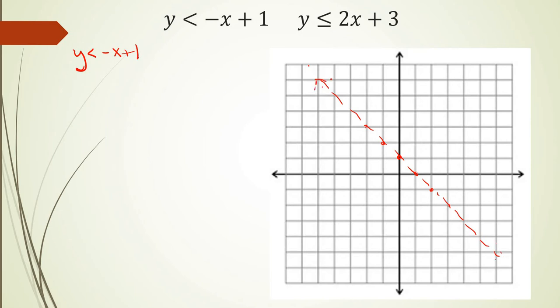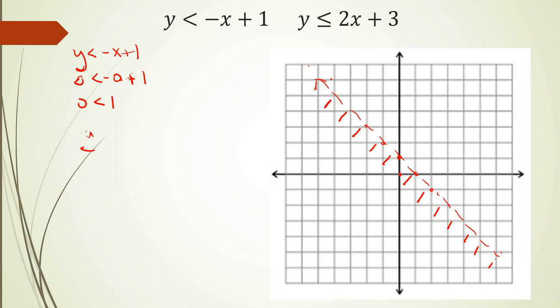And then I have to figure out my shading. So I'm going to test 0, 0. 0 is less than negative 0 plus 1. So that means 0 is less than 1, which is false. No, I'm sorry, that's true. So I'm going to shade it down. Now I'm going to be careful because I'm going to put a couple of shadings on top of each other. If you want to color code this, that's great. But what I like to do is just shade a little bit in the direction that I want to go, rather than shading the whole half plane until I get the other line in place.